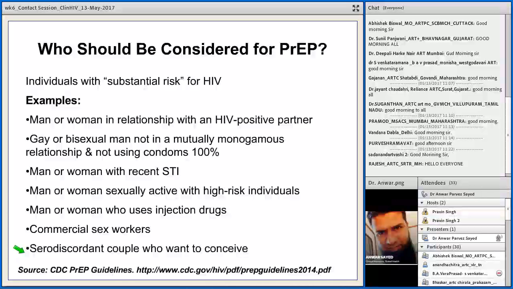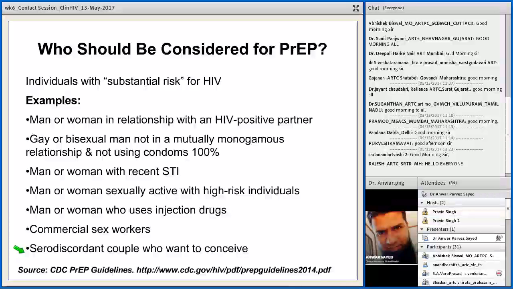So that factor is very important, and it will play an important role in deciding whether a person should receive PrEP or not. And as I mentioned before, this is not a standalone strategy. The other risk reduction measures will have to be continued. Then gay or bisexual men not in a mutually monogamous relationship and not using condoms 100% of the time will be at risk of acquiring HIV and may be considered for PrEP.